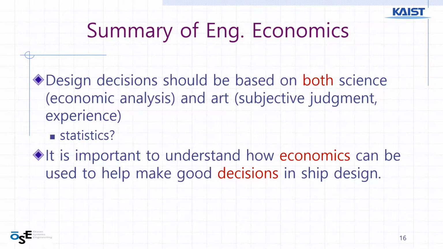So design decisions should be based on both science and art. Science means performance or economy, or what is the best solution for you? As a Navy commander, as a government officer, or as a company owner of a shipping company, or as a person building my home, what can be your calculation? What is your goal? It should be different. And then art. Art is very subject to judgment and experience, right?